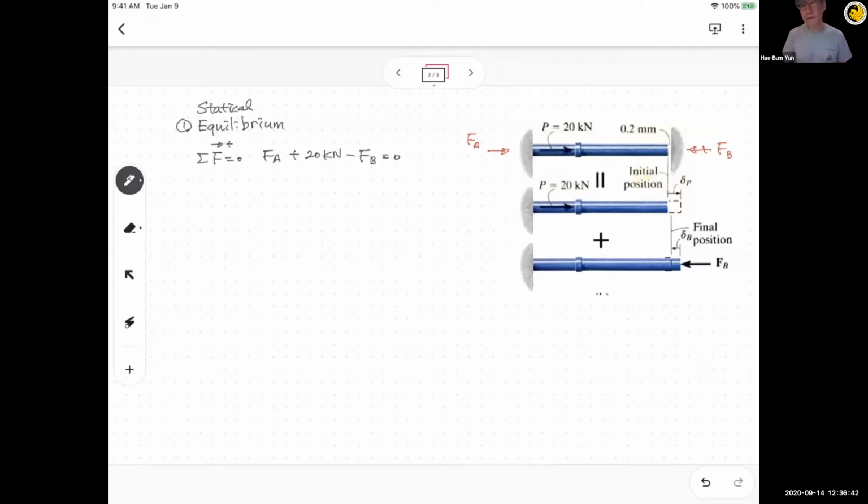Right? From the statics, we have FA, which I'm setting to the right. I actually made it positive. So we have to the right, negative, equal to 0. And do you see something strange?